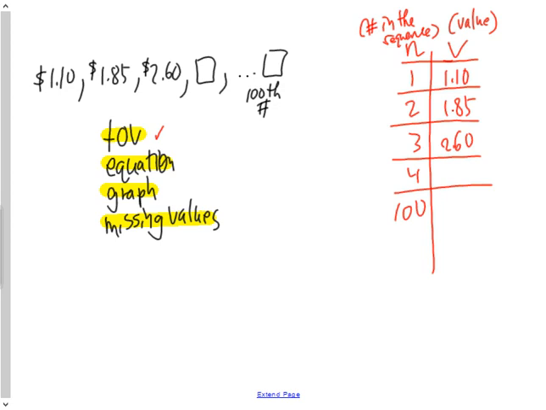Now that I have my table of values, I want to see if there is indeed a pattern, if it is indeed what we call linear. And in order to be linear, if it is linear, then there's going to be an equation.